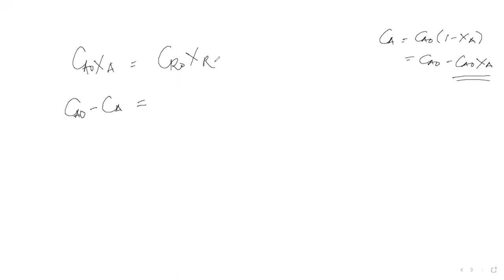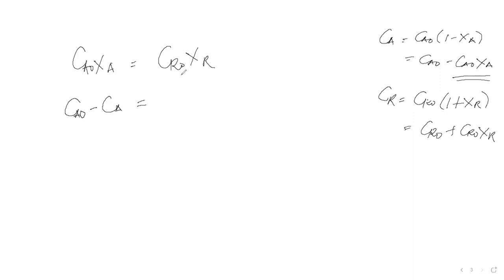The amount of R formed is what? Since R is being formed, it's a product. So we have here C sub R is the initial amount times 1 plus XR. Now, a good opportunity to show to you why plus, because R is being produced. You don't consume R, so it should be plus. It should not be minus. So you have CRO plus CRO XR.